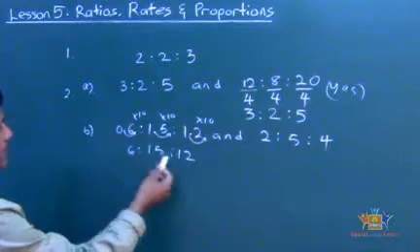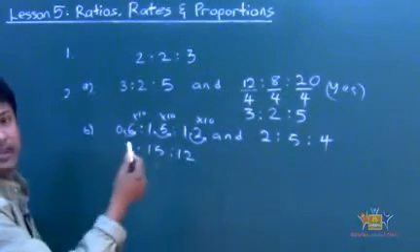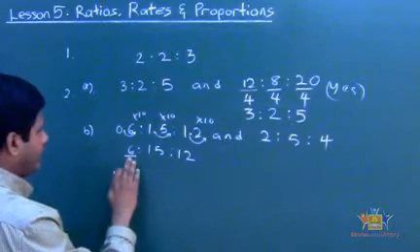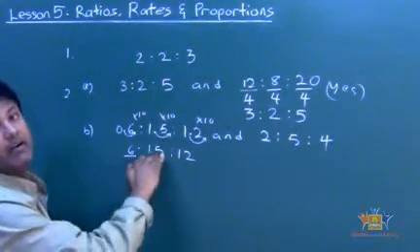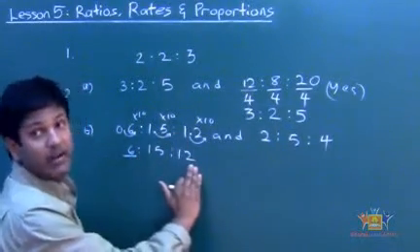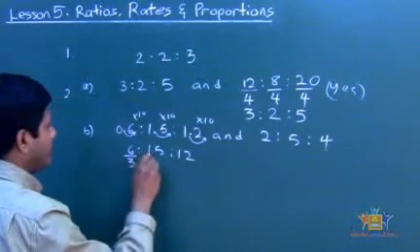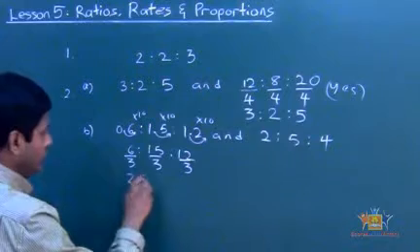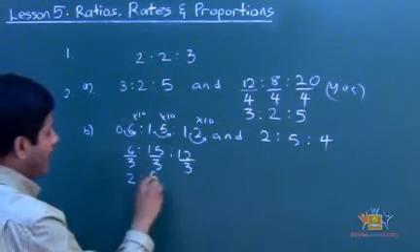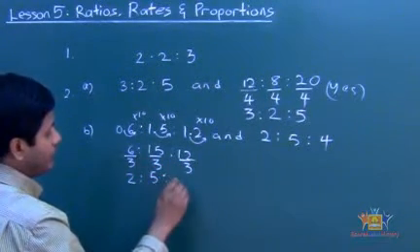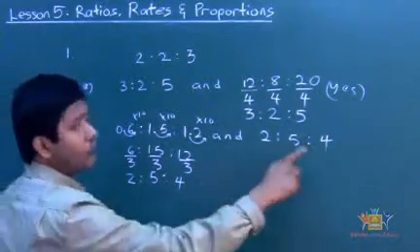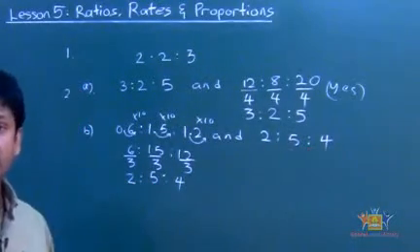Let's find a common number that all 3 of these can be divided by. So what about 3? Because 6 can be divided by 3, 15 can be divided by 3, and 12 can be divided by 3. So let's divide all of this by 3. 6 divided by 3 is 2, 15 divided by 3 is 5, and 12 divided by 3 is 4. 2, 5, 4. Yes, they are equivalent ratios.